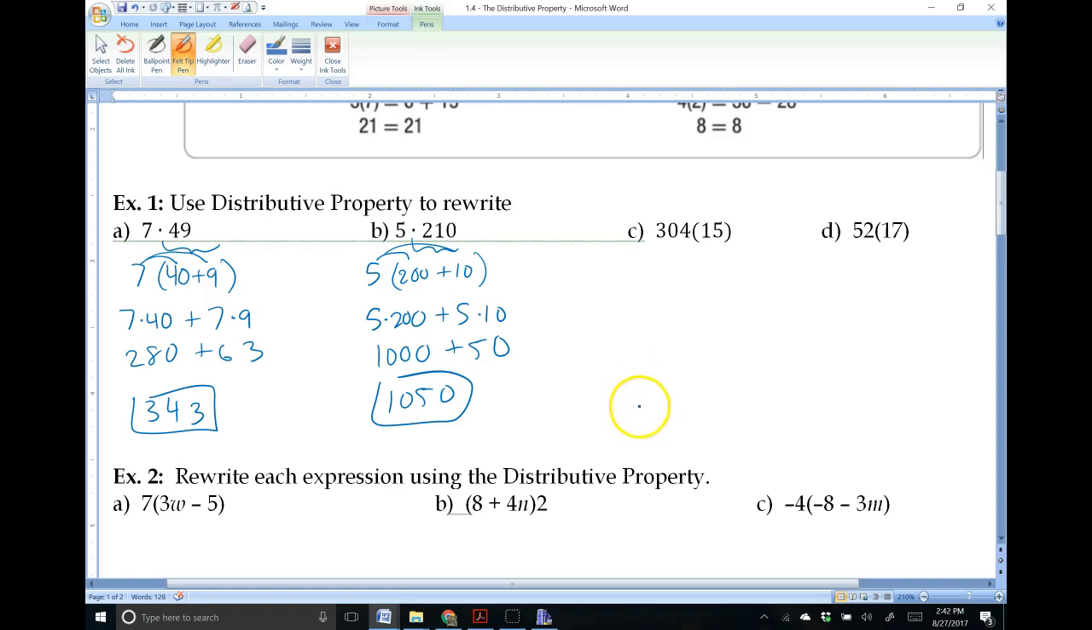All right, so by now you should have shown all the work for C and D, and I'll give you the answer. So for C, this should be 4,560, right? And for D, this should be 884, right? Okay. So I'll also show a little bit of the breakdown of this. If we would have done 300 plus 4 times 15 over here. I'm not going to show all the work here. This one should have been 50 plus 2 times 17, right? This one's a little bit more complicated.